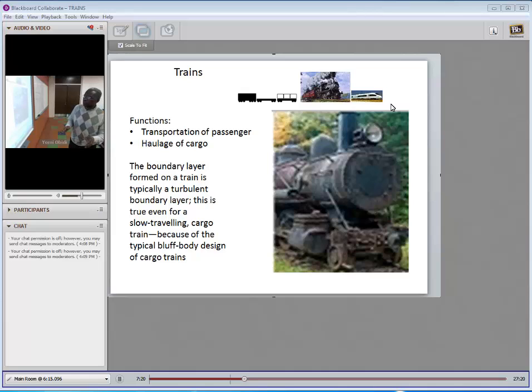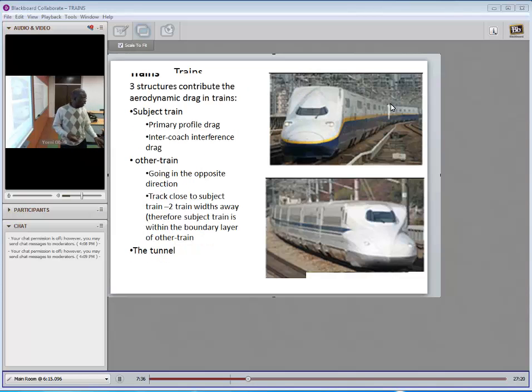The boundary layer formed on a train is typically a turbulent boundary layer. This is true even when the speed is very slow, because of the bluff body design that you have in the cargo train especially. So even at low speed, there is turbulence. So the flow around the train is typically a turbulent flow.